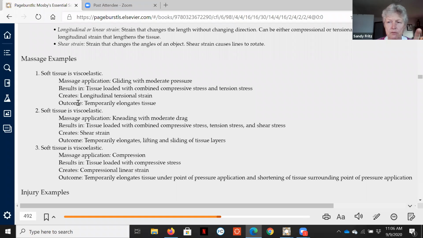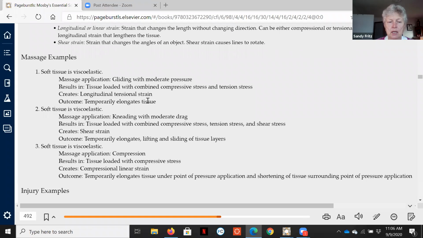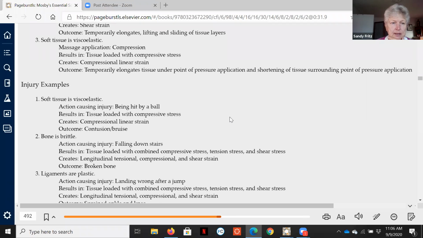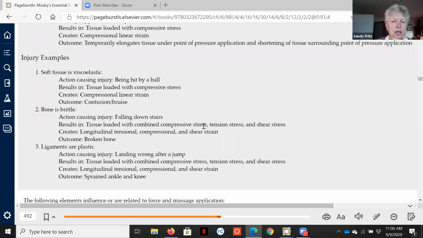Now, these same forces, the mechanical force, these same stresses can cause injury. So here's an example. Let's look at ligaments down here as plastic. Action causing injury, landing wrong after a jump, results in tissue loaded with combined compressive stress, tension stress, and shear stress, creates longitudinal tensional compression and shear strain with an outcome of a sprained ankle and a knee.